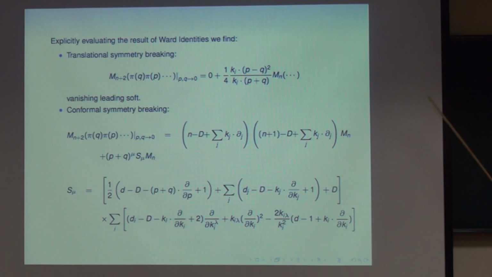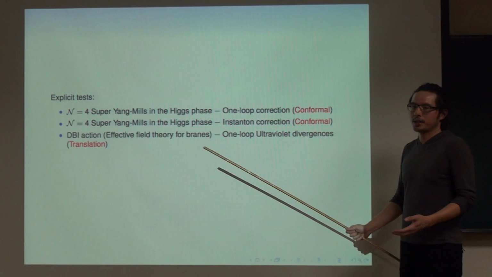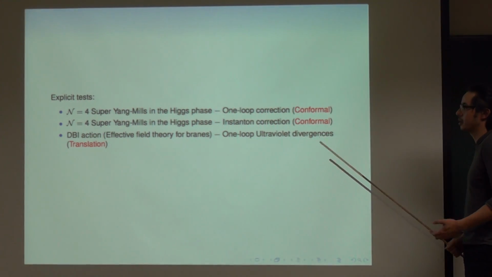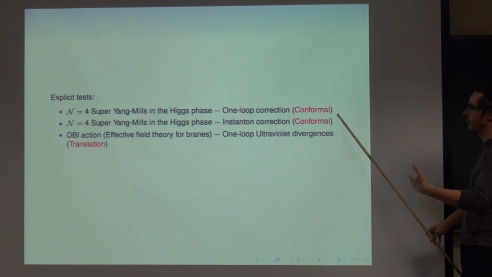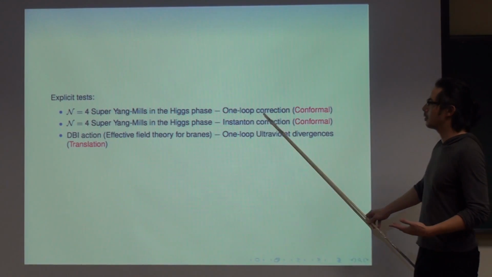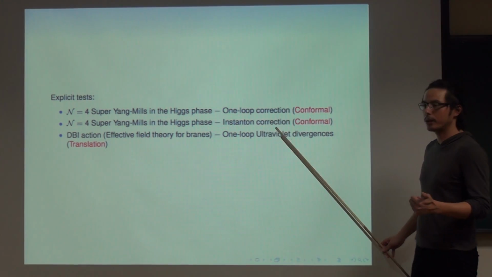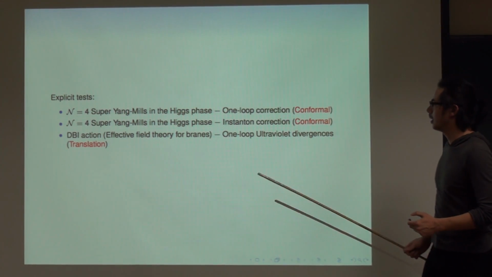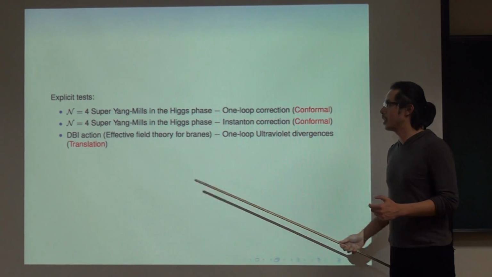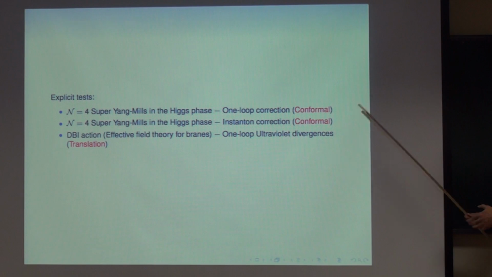So we've derived this non-trivial soft expansion, and we test it. First of all, of course, this is very hard to test when you have explicit physical observables. In some cases we have, for example, we put N=4 super Yang-Mills on the Higgs phase, which breaks conformal symmetry. And we were able to compute the one-loop correction and the instanton correction. The one-loop correction is the first perturbative correction. The instanton correction is a non-perturbative correction. And our soft theorems are respected in both cases for the conformal. And for translation soft theorems, we use a DBI action, which is the effective field theory for branes. And indeed, we find that the one-loop ultraviolet divergence also respects the soft theorem.